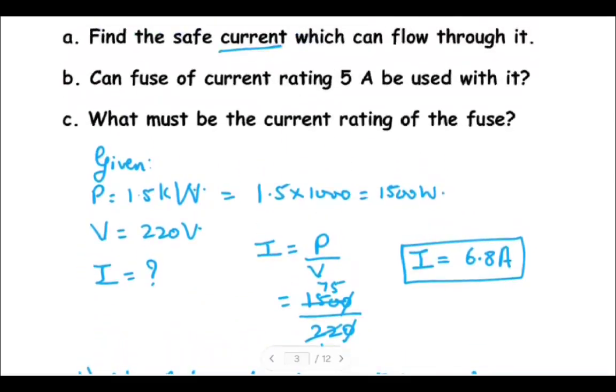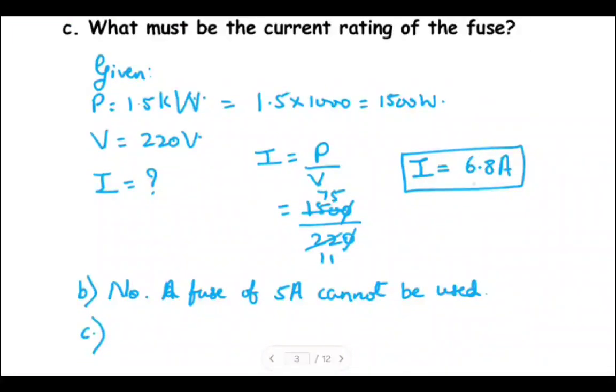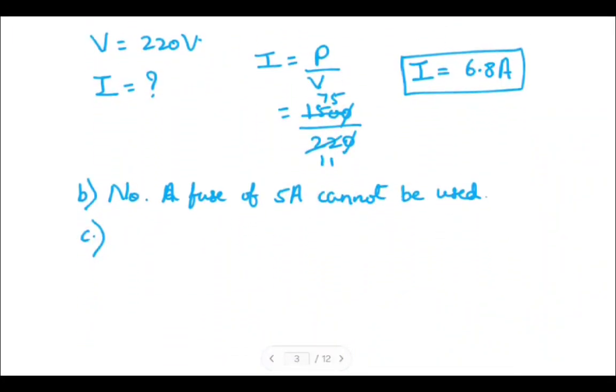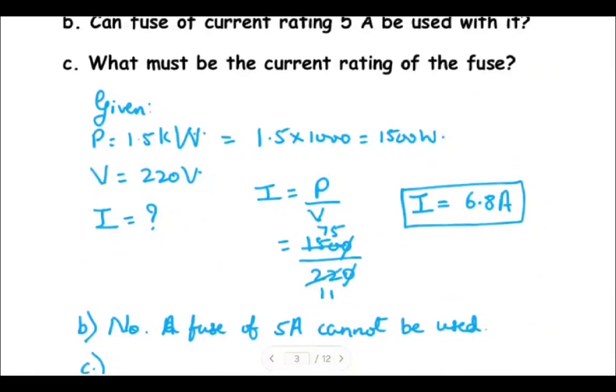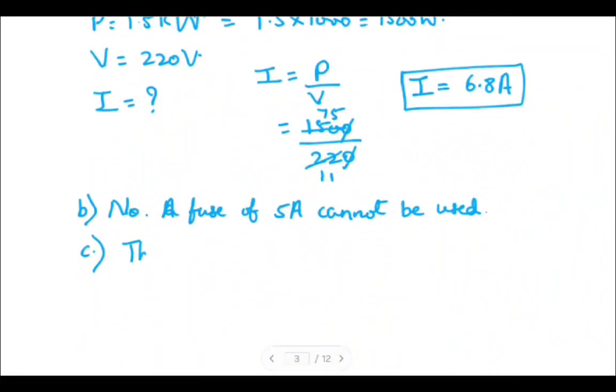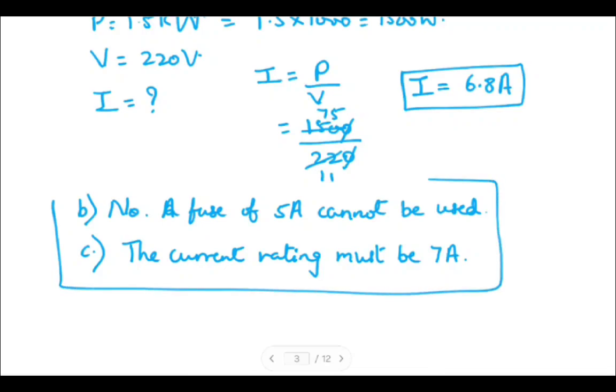See, what must be the current rating of the fuse? So it's 6.8, so 7 should be safe. All right. What must be the current rating? The current rating must be 7 amperes. All right, children. Understood this much?